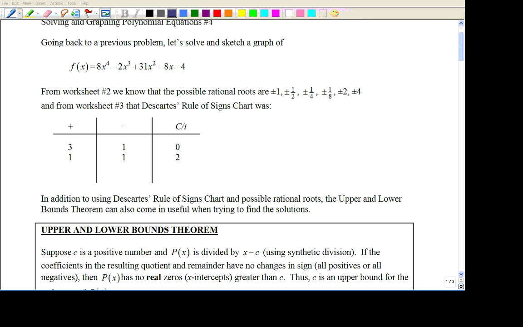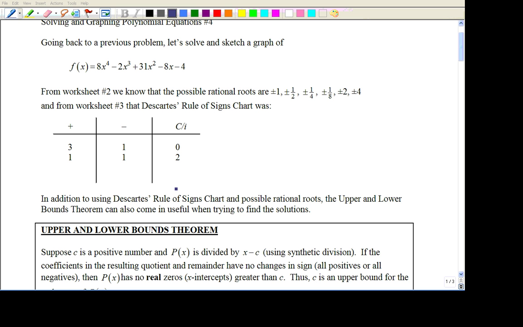Going back to a previous problem seen in the previous worksheets and notes, let's solve and sketch a graph of f of x, which is 8x to the fourth minus 2x cubed plus 31x squared minus 8x minus 4. From worksheet number 2, we know that the possible rational roots are plus or minus 1, 1/2, 1/4, 1/8, 2, and 4. And from worksheet number 3, we determined that Descartes' rule of signs chart was for the positives 3 and 1, negatives 1, and complex or imaginary either 0 or 2.